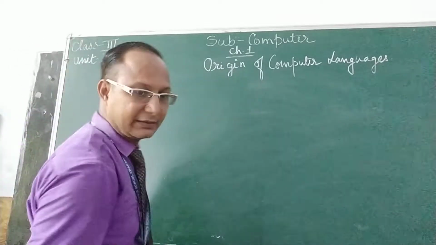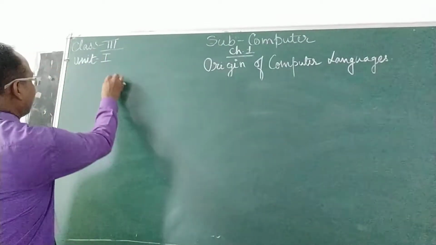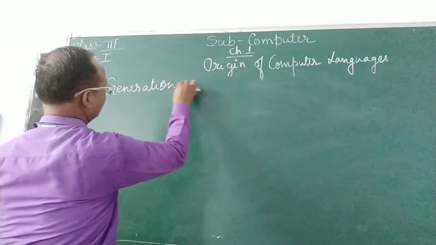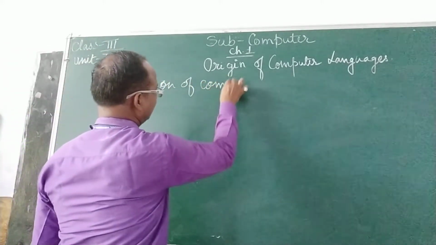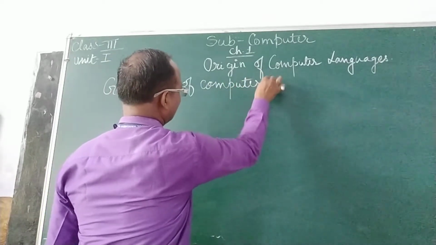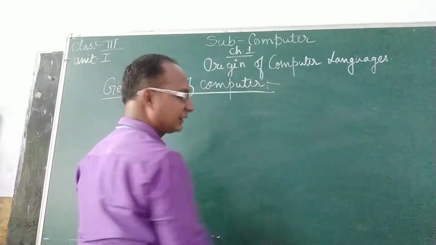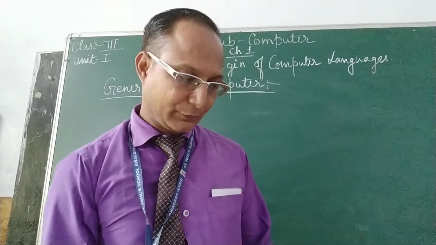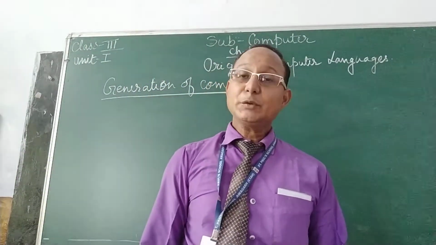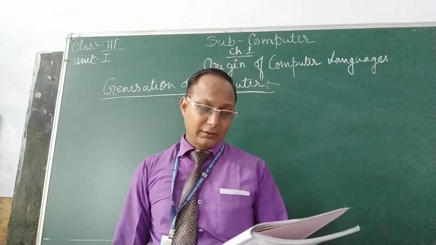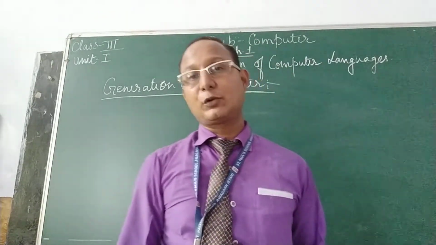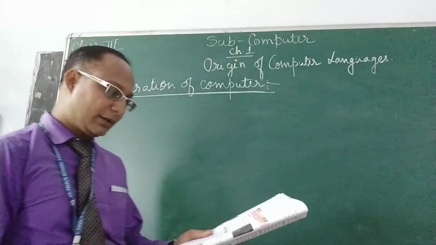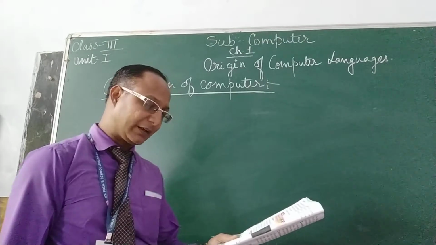Our next topic is generation of computers. Children, we already know that there are 5 generations of computers. So we will read about the first generation of computer according to our book. In this first generation of computer, the technology used was the vacuum tube.